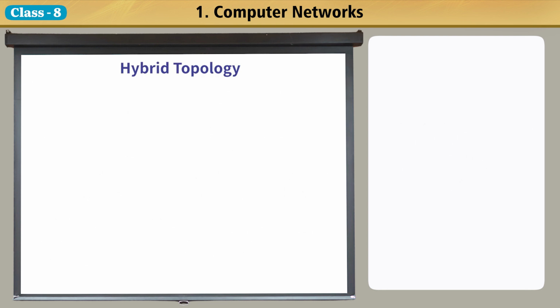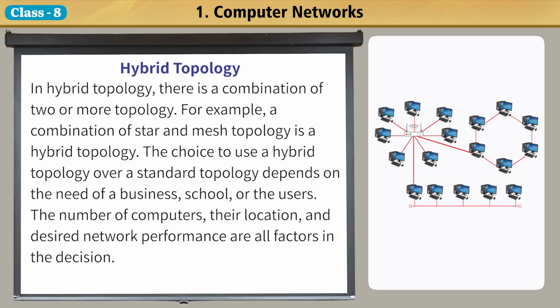Hybrid topology. In hybrid topology, there is a combination of two or more topologies. For example, a combination of star and mesh topology is a hybrid topology. The choice to use a hybrid topology over a standard topology depends on the need of a business, school, or the users. The number of computers, their location, and desired network performance are all factors in the decision.